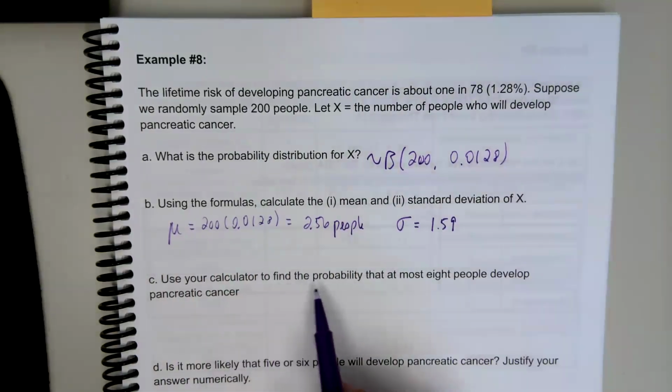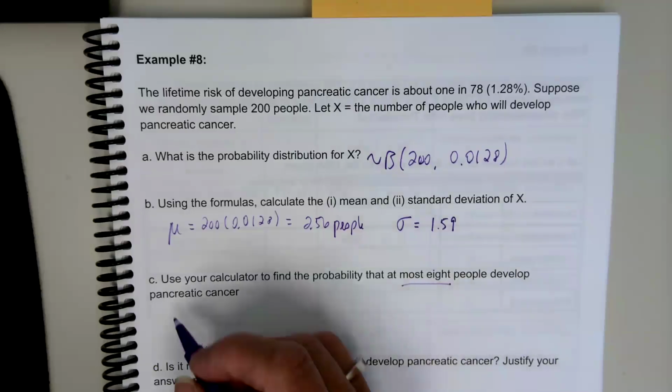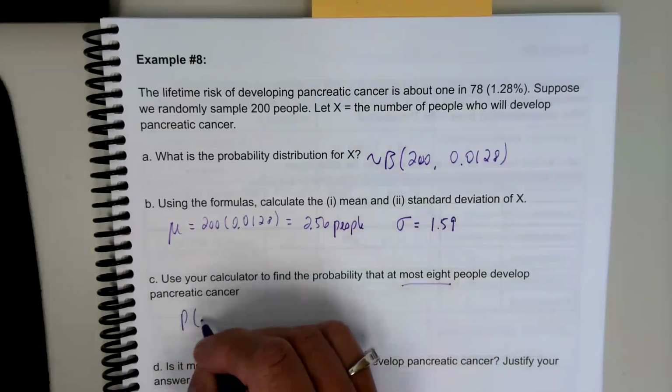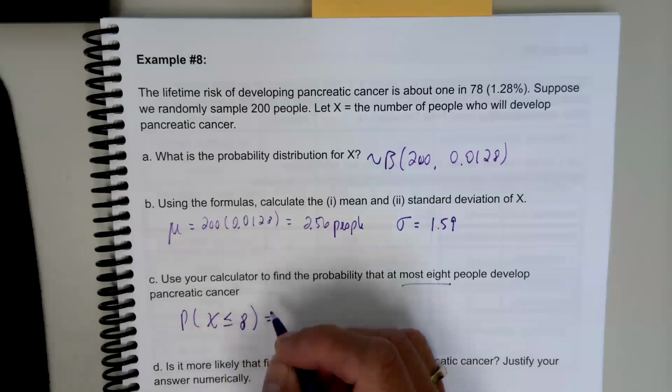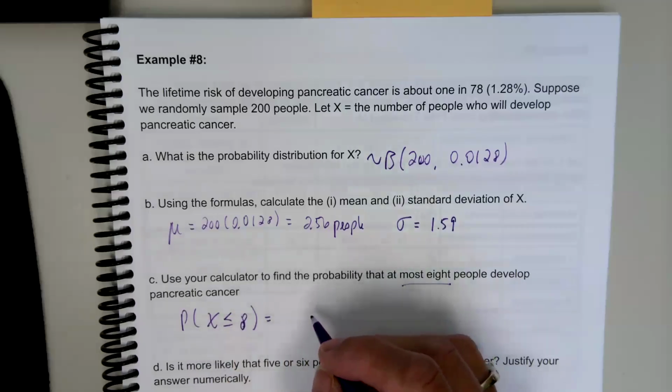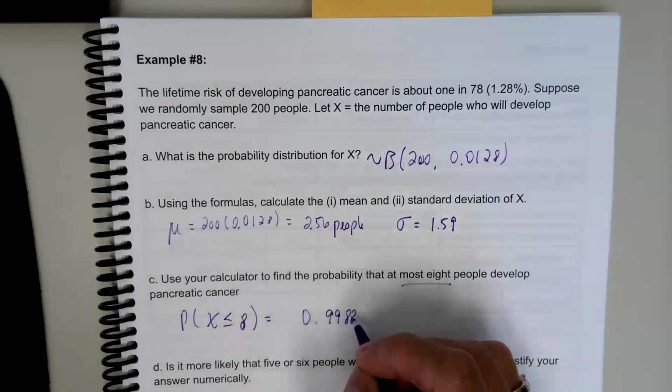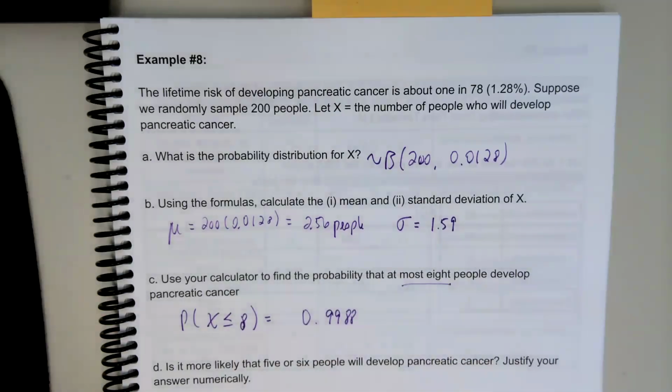Use your calculator to find the probability that at most 8 people develop pancreatic cancer. So the probability that at most means we're including 8. And if you use Desmos, that's 0.9988. Or if you use Alex, they should come up with the same answer there.